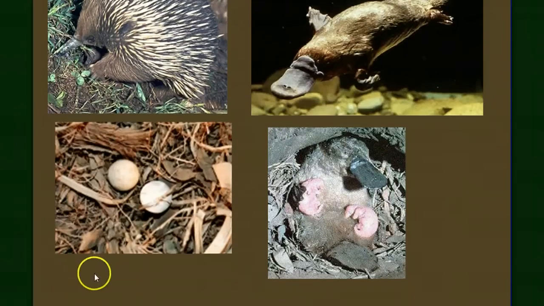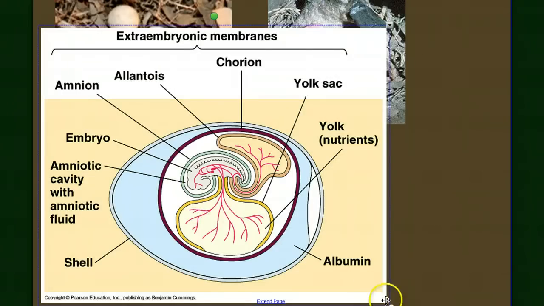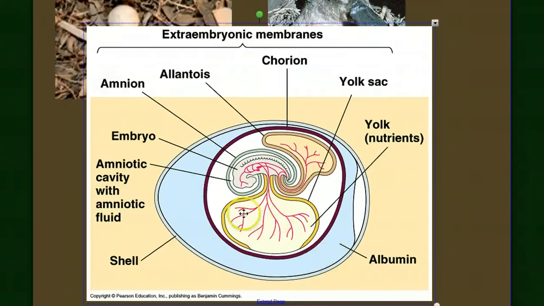This egg is an amniotic egg, so it has the same extra embryonic membranes that we see in the bird egg or the reptile egg: the amnion, the allantois, the chorion, and the yolk sac, providing nutrients, gas exchange, waste disposal, and a protective fluid-filled sac. So they have an egg.